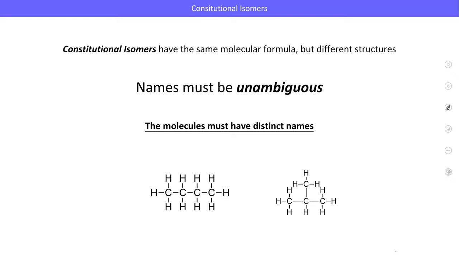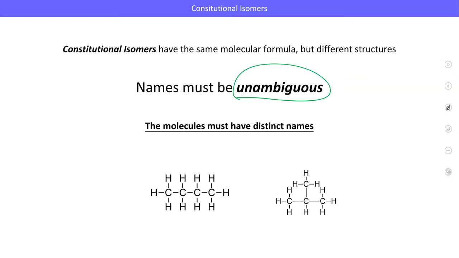All right, and so that's the key here. There will be a few times where there's a couple ways of writing the name, or two different names that are both equally valid according to the rules that I'm going to teach you. If that's the case, then that's fine. A molecule, a compound, can have two different names as long as either of those two names will allow you to draw the right compound.